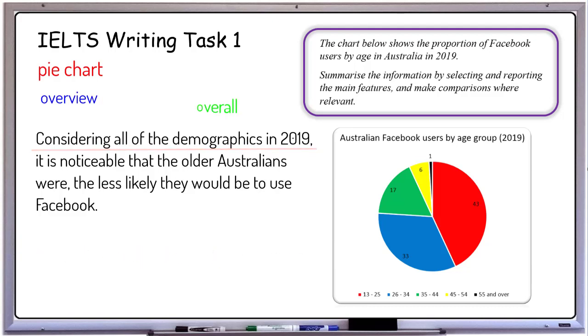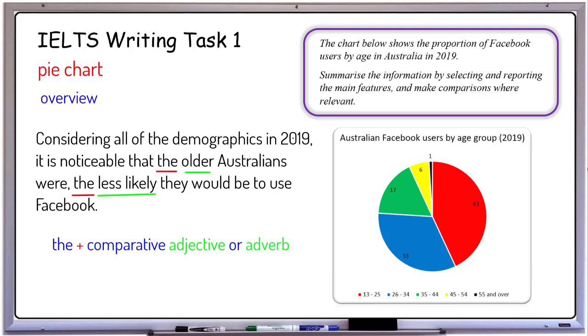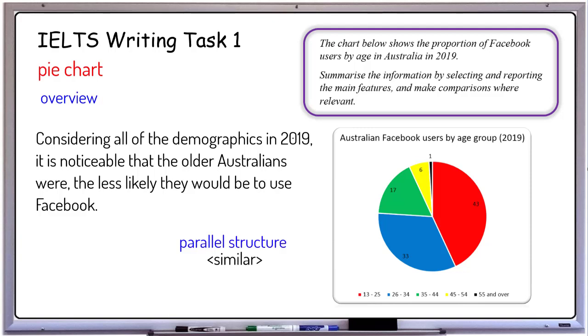In addition, you can use the definite article the together with a comparative adjective or adverb to show that one thing depends on another. Particularly, how likely Australians were to use Facebook depended on how old they were. Oh, one more thing. Please also remember to adhere to the parallel structure rule. Now that I mention it, I guess I will create a special video on that. For now, suffice it to say that everything should be similar in both clauses, particularly the tense.